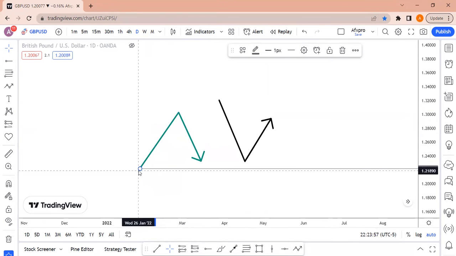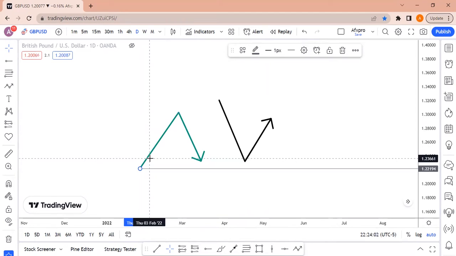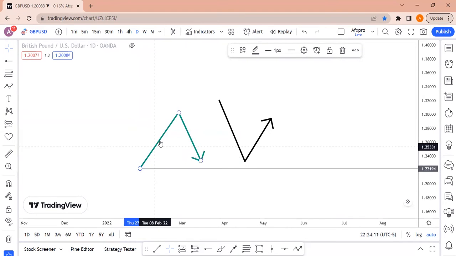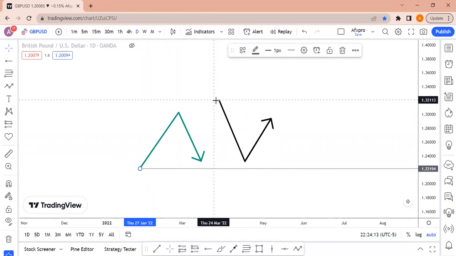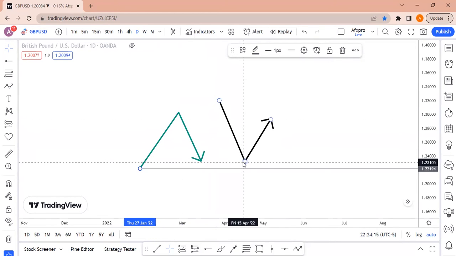Whenever price is expanding, it's creating a range. It can be a bullish range or a bearish range, so the direction will determine if it's bullish or bearish. If price is expanding to the upside, it's a bullish range. If it's expanding to the downside, it's a bearish range.